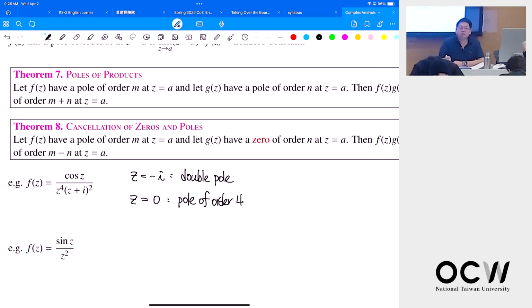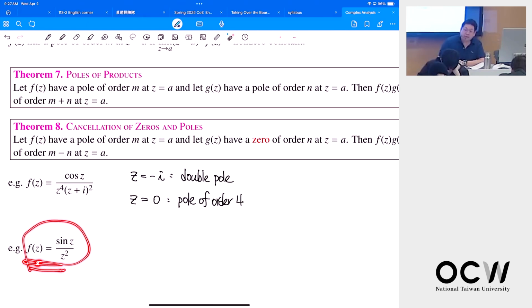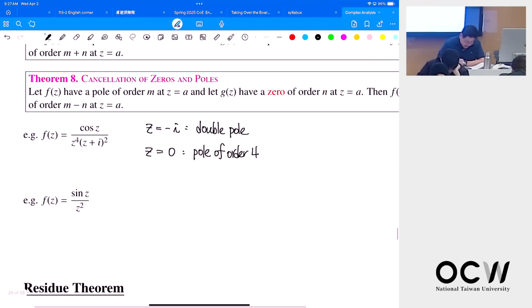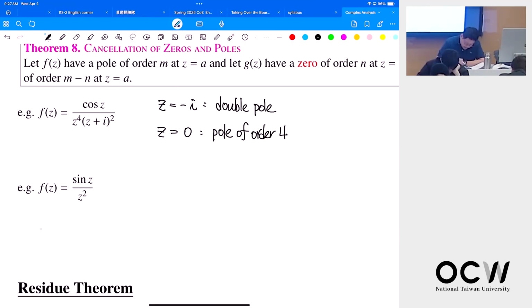Okay? Then what is the pole of order here? Sine z divided by z squared. First, we can take the limit. Z goes to 0, because we know that z at 0 is the pole.